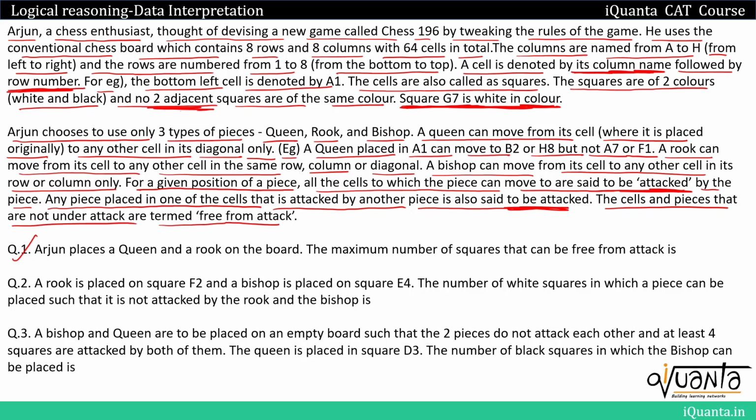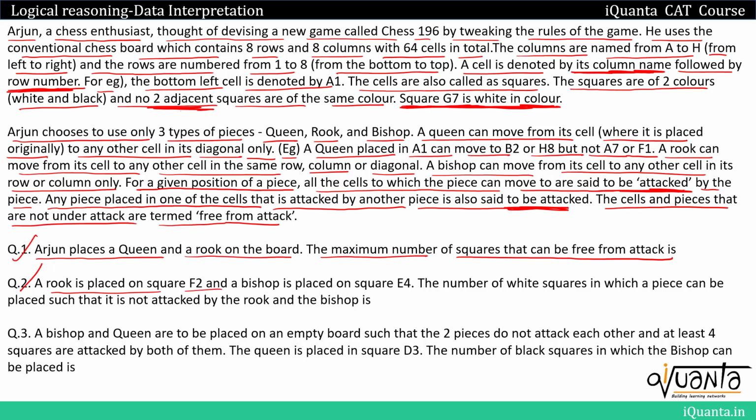Let us see the questions that we have. Arjun places a queen and a rook on the board; the maximum number of squares that can be free from attack. So basically we have to adjust the position of a queen and a rook on the board and we have to maximize the number of squares that will be free from attack.